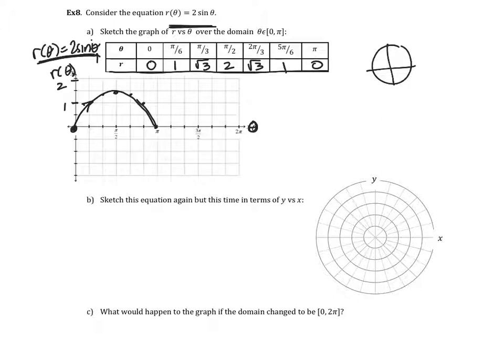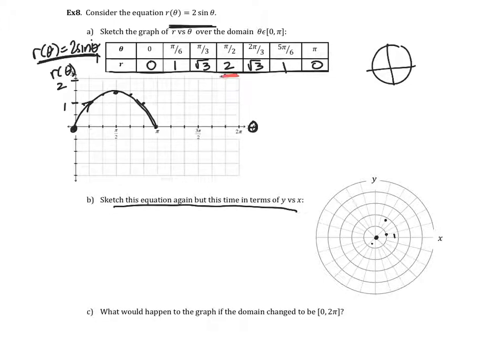So it says sketch this equation again, but this time in terms of y versus x. So we would have 0, 0, and then out here we would go out 1 and rotate it pi over 6. So we're right here. And then we would go out root 3, which is 1 point something, and rotate pi over 3, which is up here. And then we're going to go out. So does everyone understand what I'm doing here? Sorry, maybe I should have made that a little more clear.